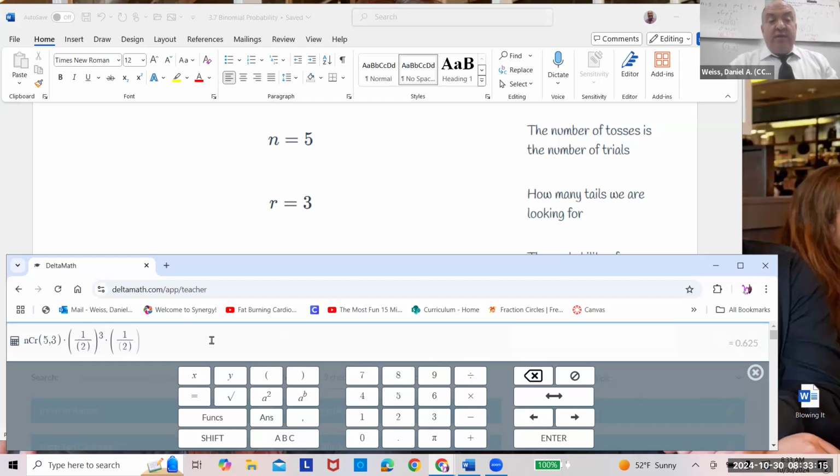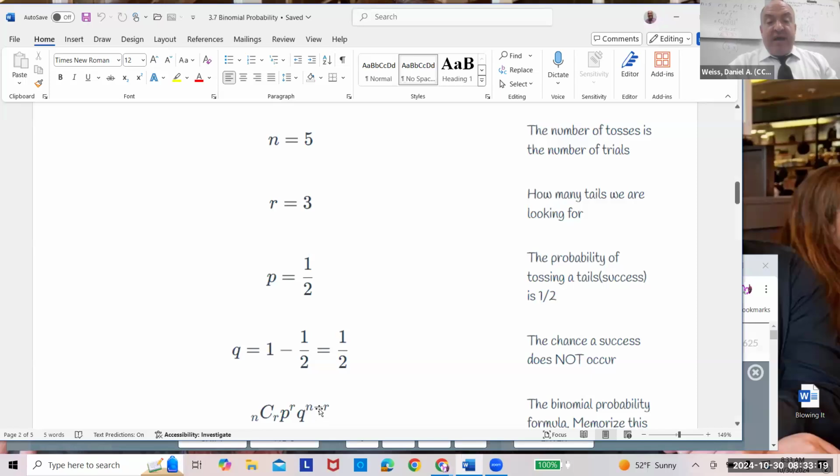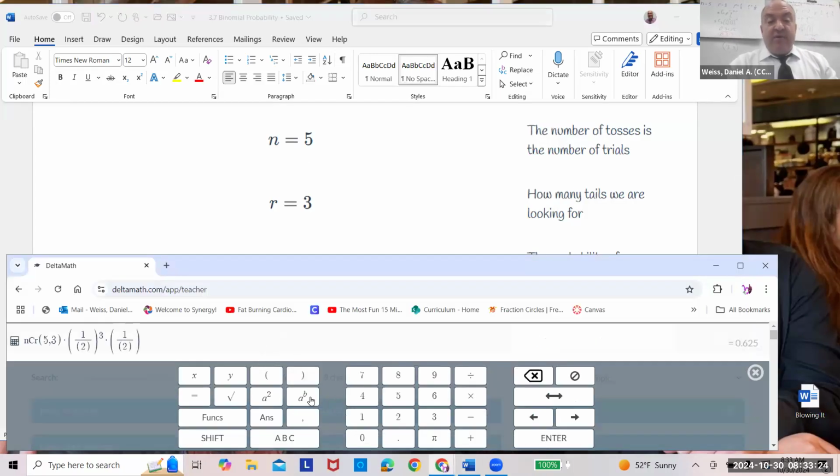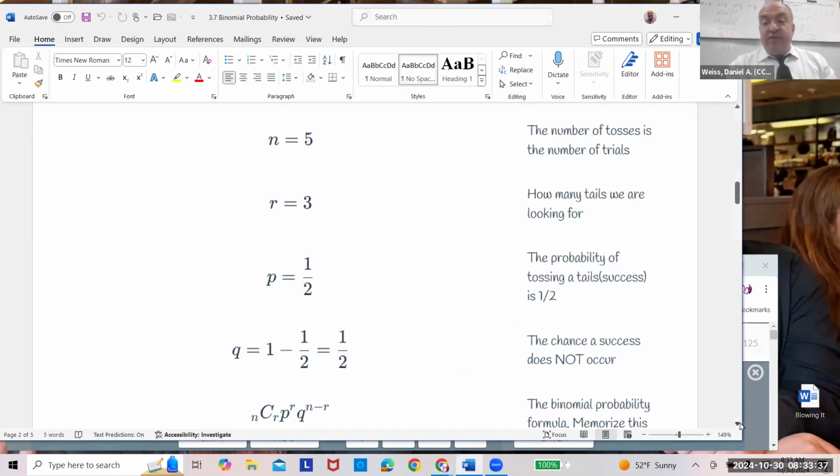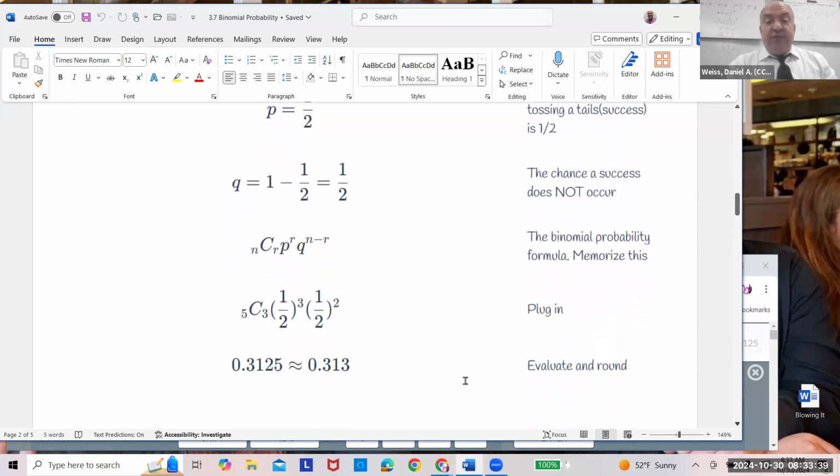and go to the 5 minus 3. N minus R is 5 minus 3. That's to the second power. So I'm going to hit this A to the 2 to give me the second power. Do you see 0.3125? That's my answer, 0.3125, which will round to 0.313 to the nearest thousandth.